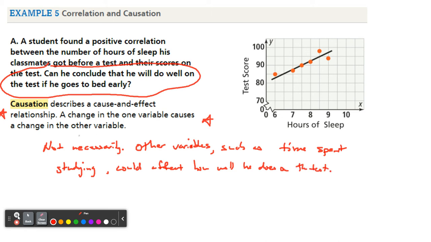Okay, so again, you can't just say, oh, if I get a whole bunch of sleep, I'll do really well. There are other things that affect things. All right? It's this idea of correlation does not imply causation.